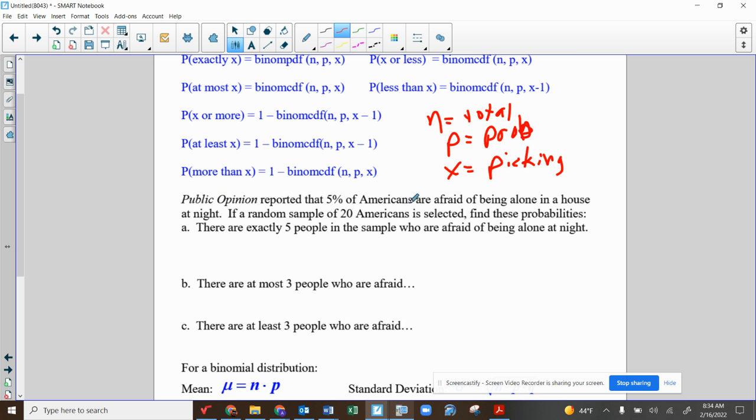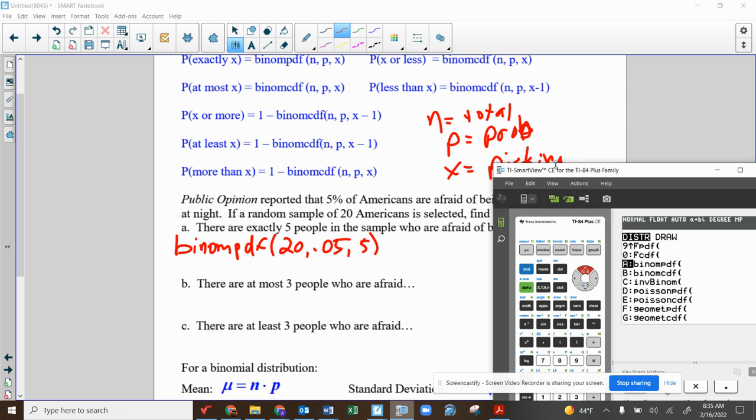Public opinion reported that 5% of Americans are afraid of being alone in the house at night. There's your P. If a random sample of 20 Americans is selected, there's your N. Find these probabilities. There are exactly 5. So you would do binomial PDF. I'm going to use this formula right here for exactly. So my total, which is 20, my percent, which is 5%, so 0.05. Make sure you put 0.05, not 0.5, and then exactly 5.